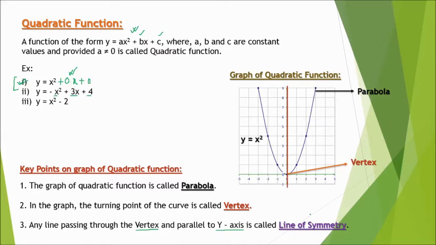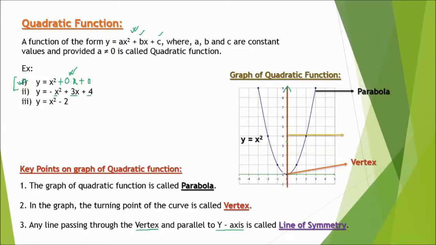Now that's the line of symmetry. This line is a line of symmetry, and right now it coincides with the y-axis, but in other cases it may not coincide, because the vertex may be at some other coordinate. At that time also it will be parallel to the y-axis, but never forget it always passes through the vertex. Then that line is called the line of symmetry.